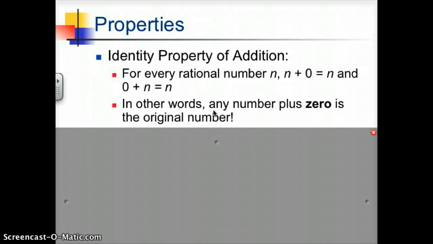In other words, any number plus 0 is the original number. When you add 0 to a number, you get the same number. That's called the identity property of addition.